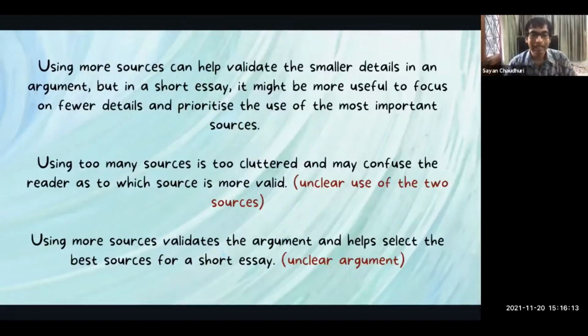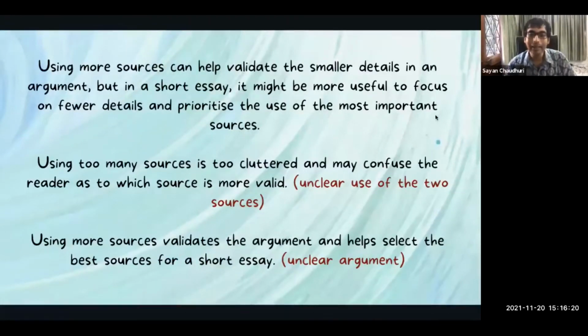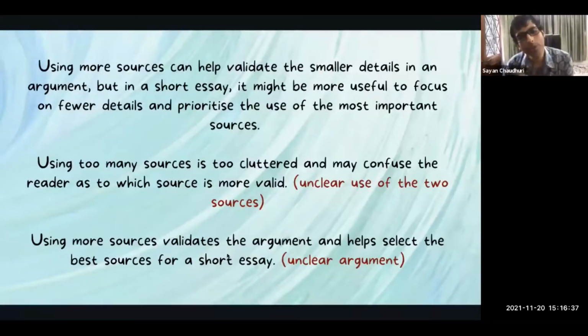That's the first problem. The second problem is that, let's say I say, using more sources validates the argument and helps select the best sources for a short essay. Now read it again. Using more sources validates the argument and helps select the best sources for a short essay. And now you're thinking, if using more sources validates the argument, how does it help select the best sources for a short essay? So this connection feels abrupt. It's random, right? So here, even if I have used the ideas from the sources, I have put them together in a manner that is incoherent, right? So it's an unclear argument. So you have to pay attention to both: represent the sources accurately, and use them coherently in an argument.